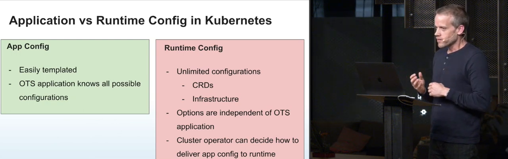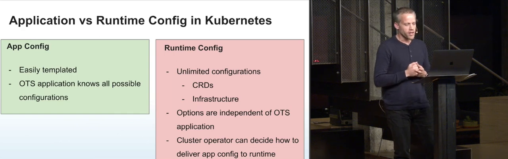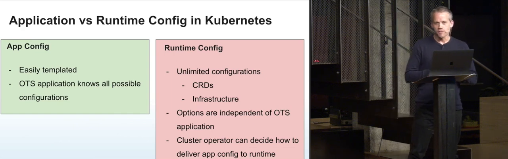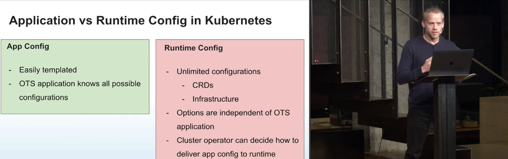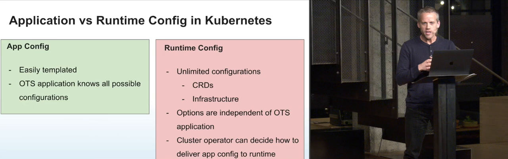The runtime config is not finite, right? The Kubernetes API is constantly changing. People are running it in all sorts of different environments with all sorts of different operators and CRDs running. All of those options are really independent of how the off-the-shelf software runs. And you can even, as the cluster operator, choose to use the runtime config to change how you're delivering the application config. So if the application config is delivering something as a secret or a config map or a volume, you can actually change that to match your configuration that you need.